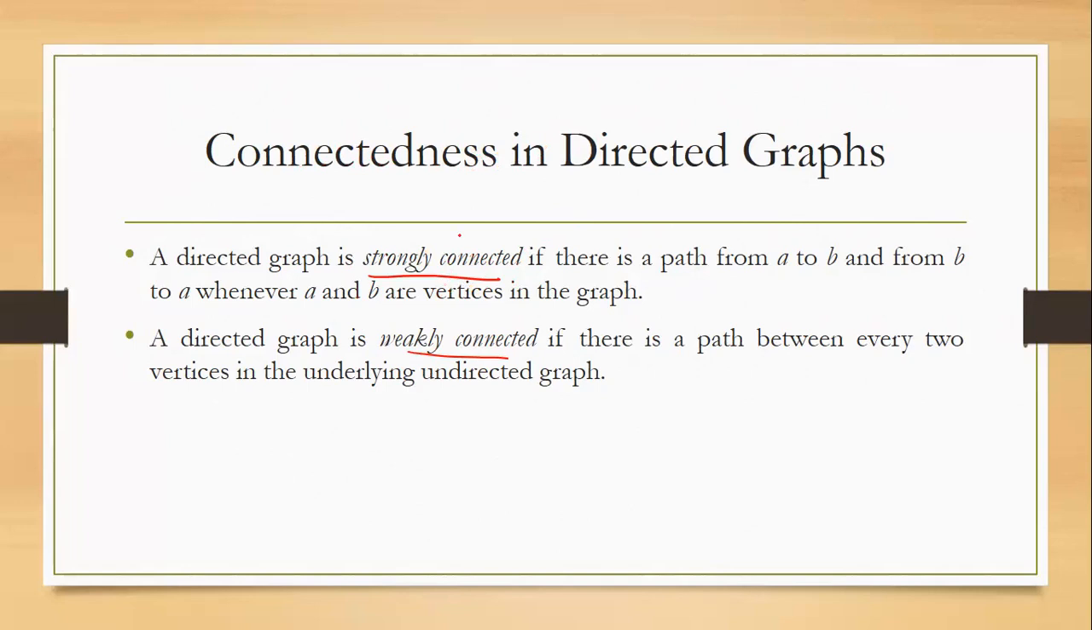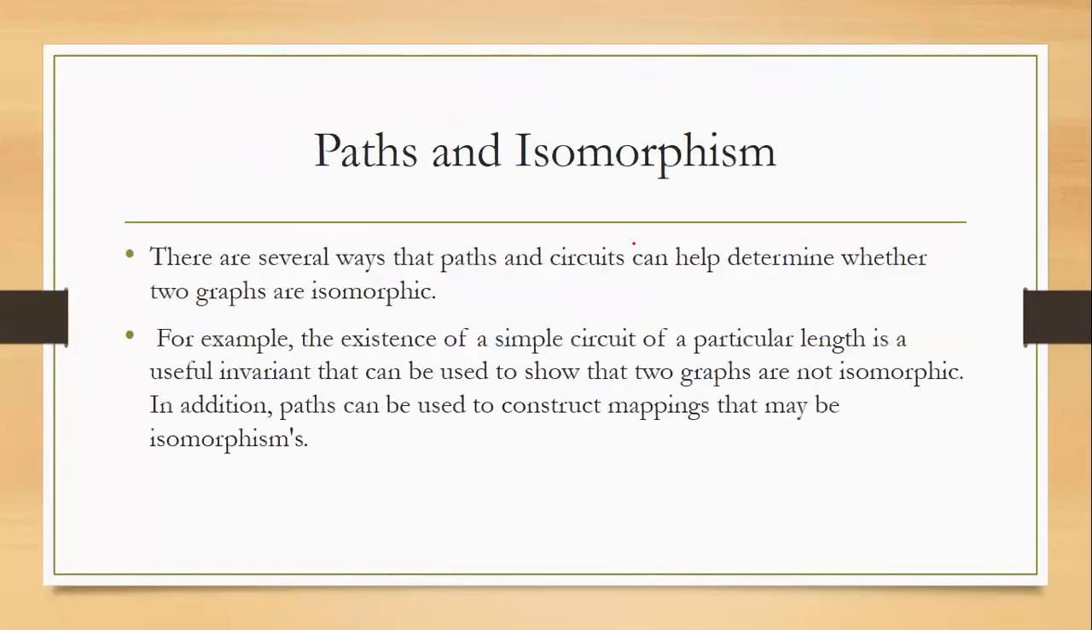It depends on the direction of the edges. The graph will be strongly connected if we have paths from A to B and B to A, and it will be weakly connected if there is a path between every two vertices in the underlying undirected graph. So weakly connected basically means that when there is a path between two vertices and the directions are not considered, then it is a weakly connected graph.